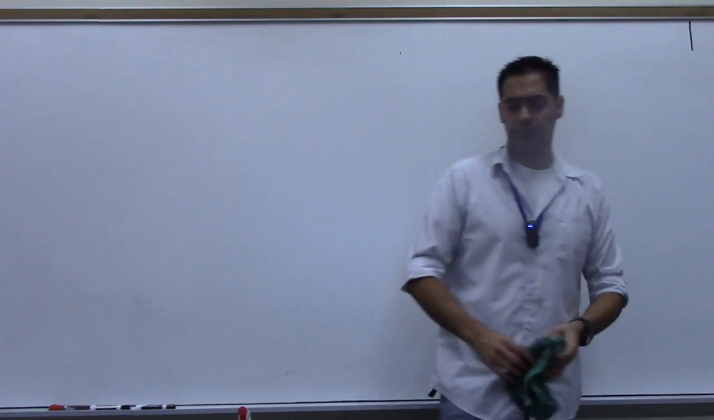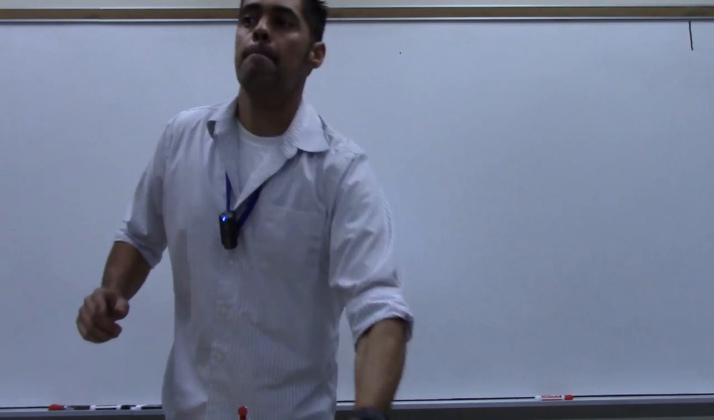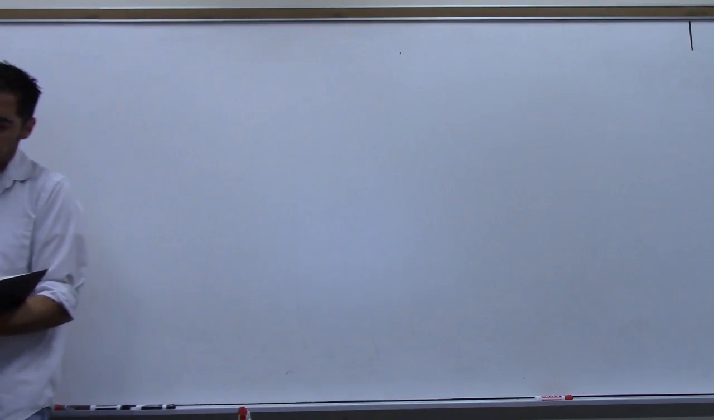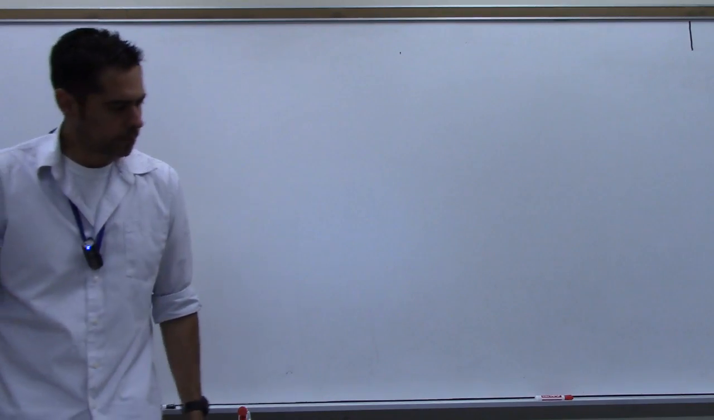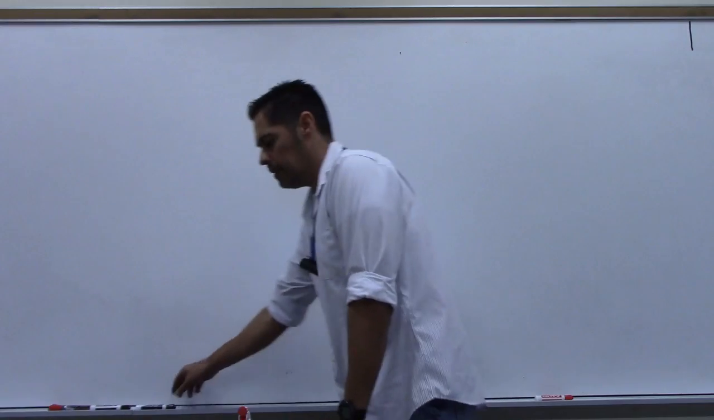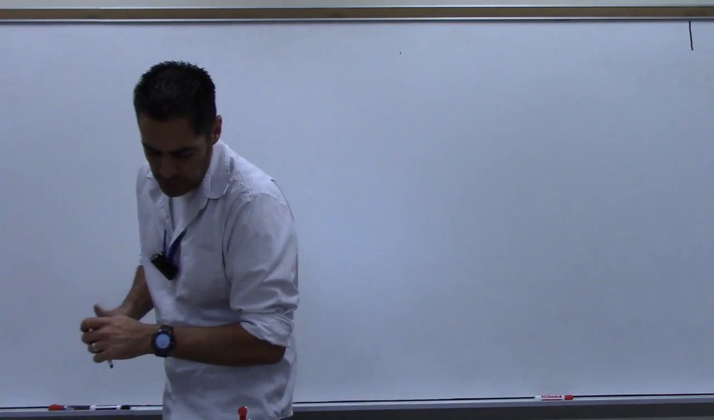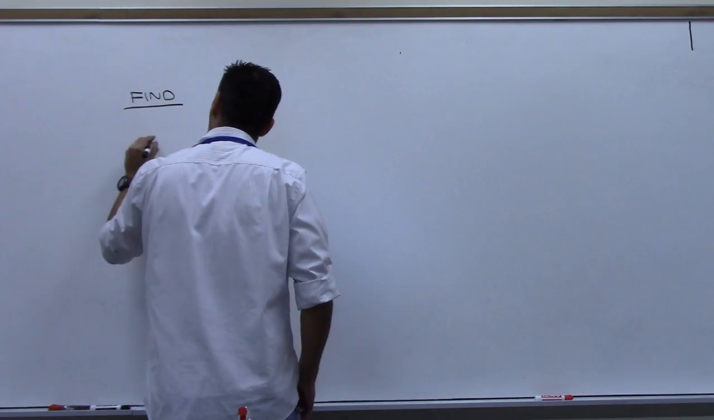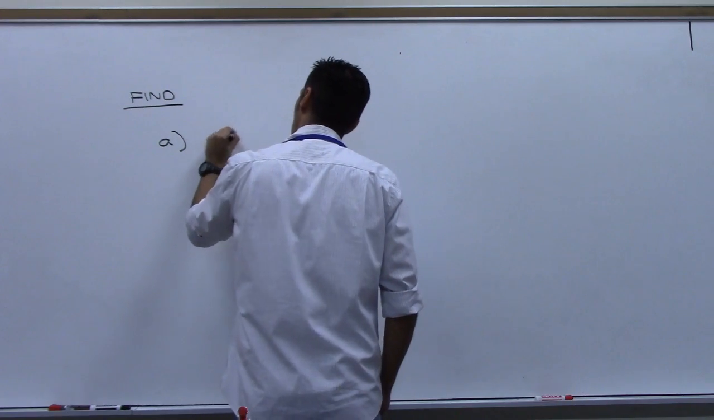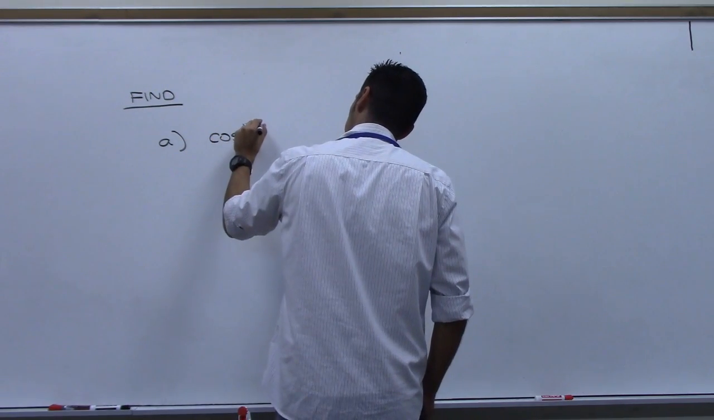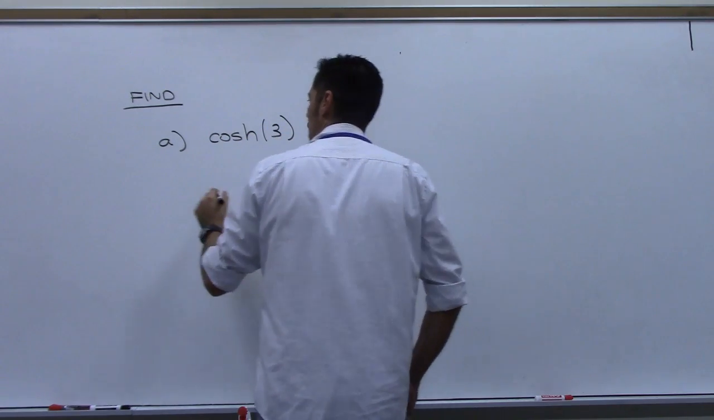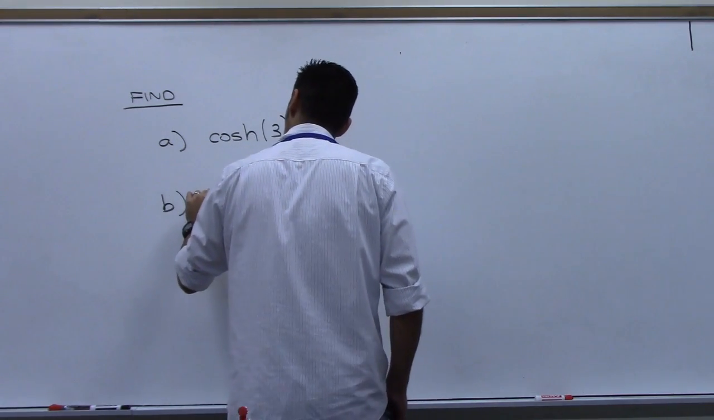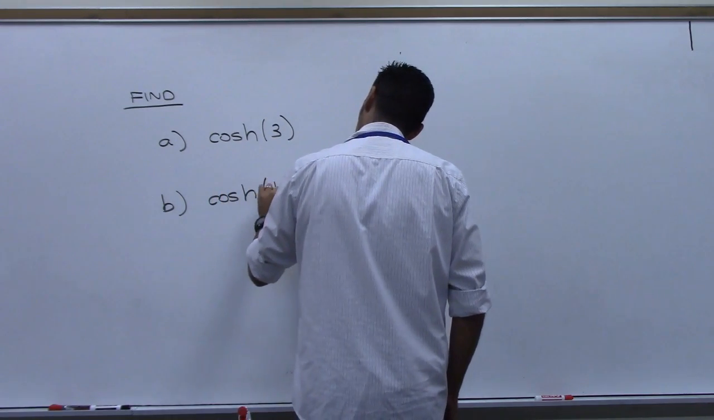Can everyone see that? I'm going to get a couple of these going. I'm not doing those problems. I'm going to do something similar to it. What if you're asked to find, part A, cosine hyperbolic of 3, and then for part B, what is cosine hyperbolic of natural log 3?